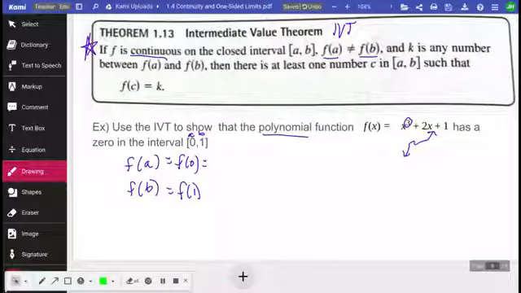So 0 is super easy to plug in. Well, both of them will be. I'll have 0 cubed plus 2 times 0 plus 1. So I get 1. And I will plug in 1. And I will get 1 cubed plus 2 plus 1. So I get 4. Okay. And so then that is important because we have to make sure, 1, they're not equal, which they're not. Okay. And that K is some value in between that.